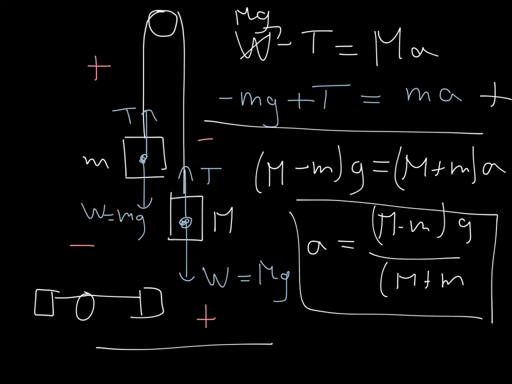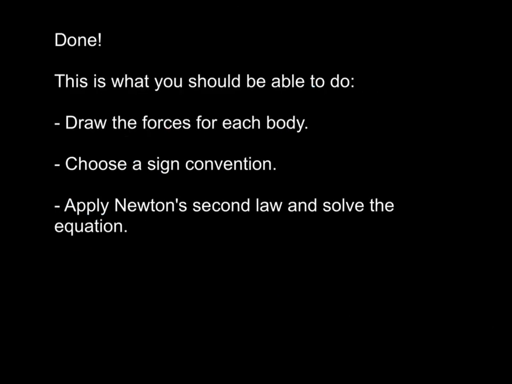So as you saw, here's the trick. Isolate the bodies, write down all the forces, choose a sign convention, and then write down Newton's second law. Sometimes you have several bodies, write Newton's second law for each body, and then all you need to do is find the unknown that you want to find. That's it. I told you it would be short. So after this, you should be able to draw the forces for each body, choose the sign convention, apply Newton's second law and solve the equation. That's all there is to it.